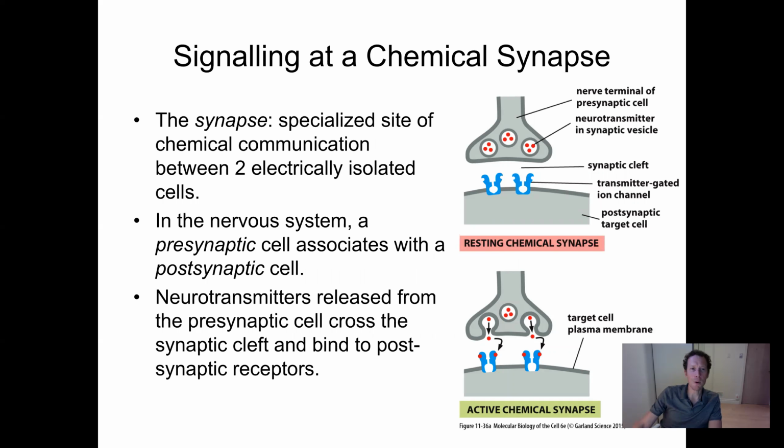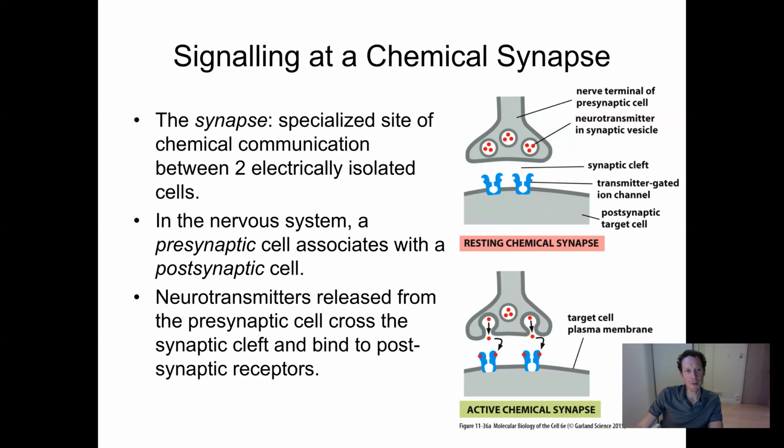So, signaling at a chemical synapse. Just as a refresher for some, I've mentioned this idea of a chemical synapse already, but here it is in schematic form. Here we have a presynaptic terminal of a neuron. Here are synaptic vesicles with some sort of neurotransmitter inside. Here's the postsynaptic cell. This is the synaptic cleft, and these are receptors at the postsynaptic terminal.